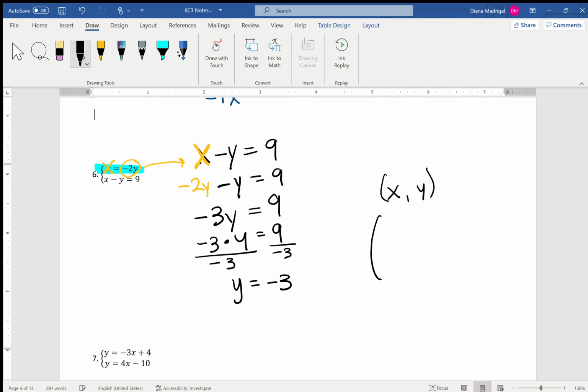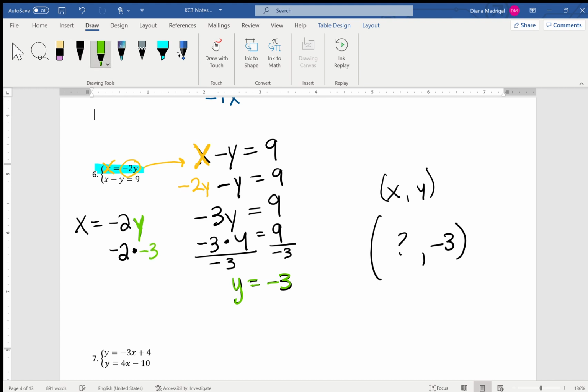So far, I know y is negative 3. I don't know what x equals to. But I told you, use the equation that you highlighted, okay, which is x equals negative 2y. Okay, you already know y. Y equals negative 3. So what you're going to do is substitute for y. You already know y is negative 3. So you're just going to do negative 2 times negative 3.